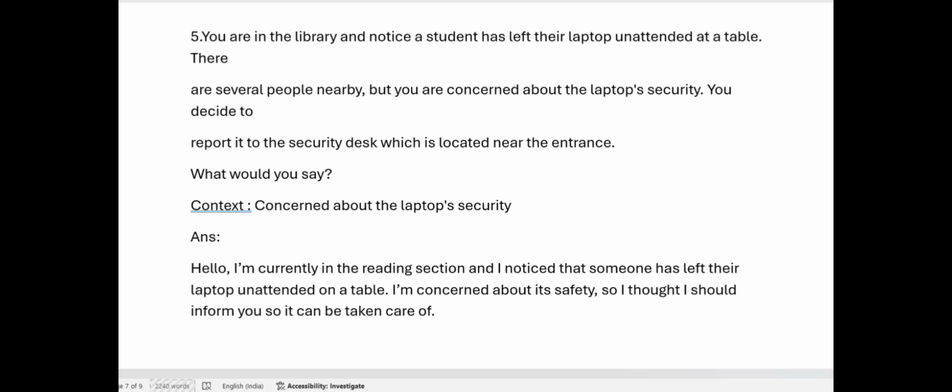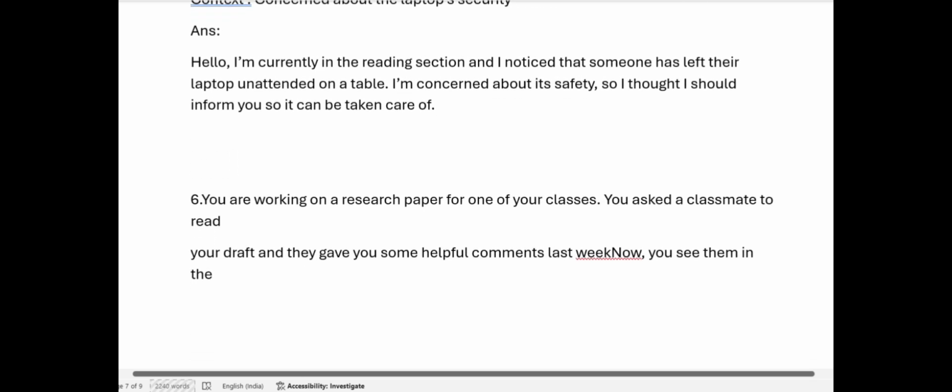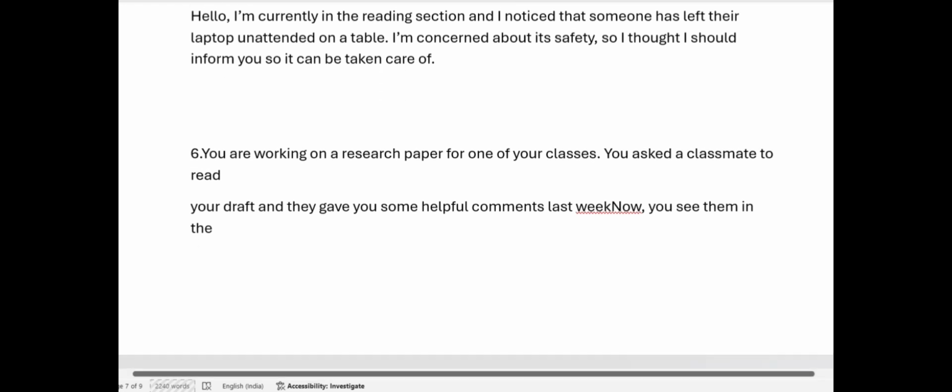Question 6. You are working on a research paper for one of your classes. You asked a classmate to read your draft and they gave you some helpful comments last week. Now, you see them in the library and want to let them know you appreciated their feedback. What would you say? Context: thanking classmates for feedback.